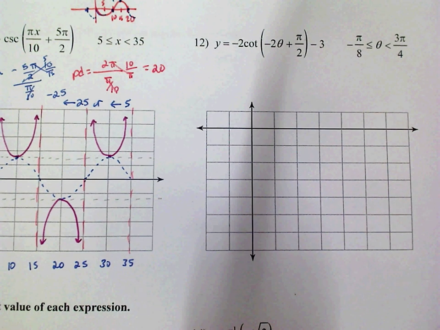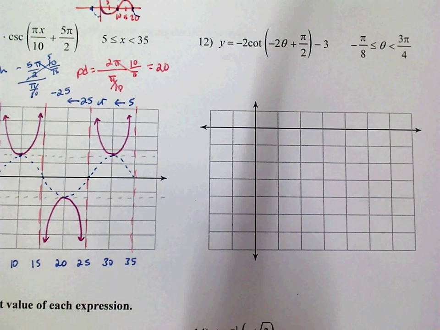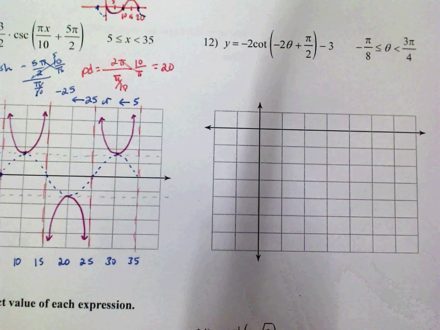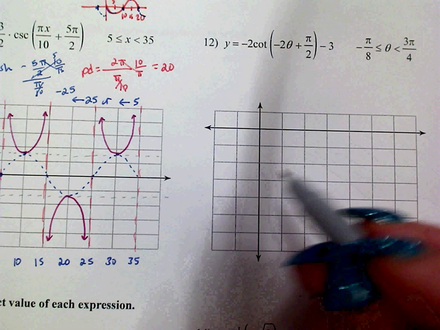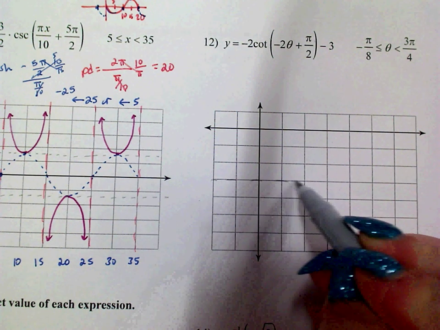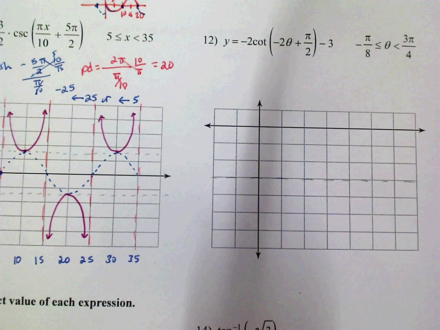I've got a negative cotangent wave shifted down 3, and then other things going on, so let's figure that out. So let's just go down 3, that's my center line. I'm just going to draw that to remind myself to start there. I've got a negative cotangent wave.